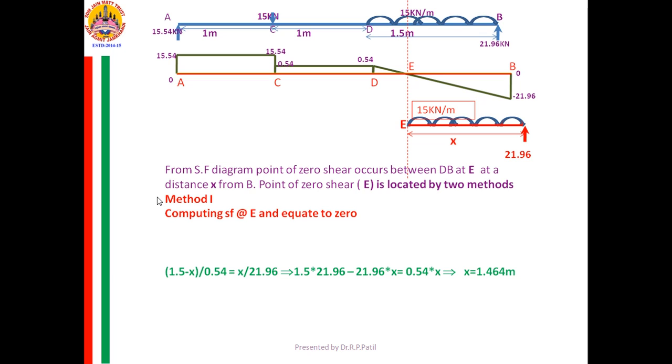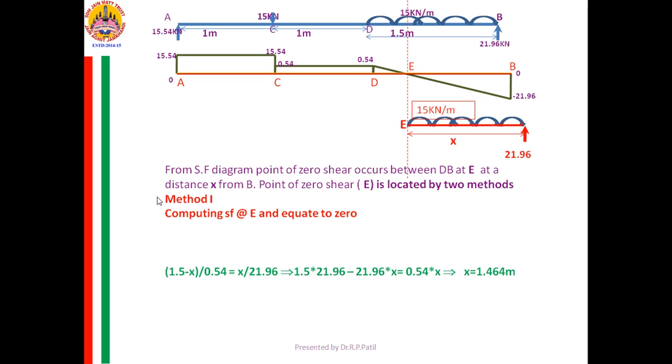So to calculate where that E is, two methods are there. One is assume that the distance is X and calculate the SF. If that is X, you can calculate the SF at distance X. Wherever SF is 0, that point I am calling it as the point X or point E. So first you are calculating the SF there, and afterwards you are making it equal to 0.